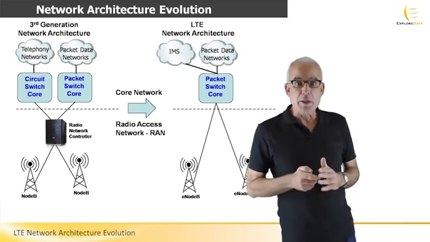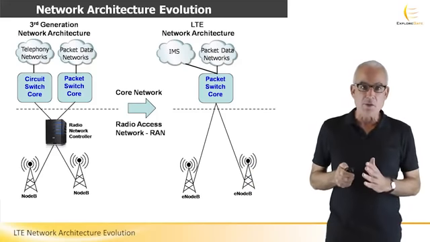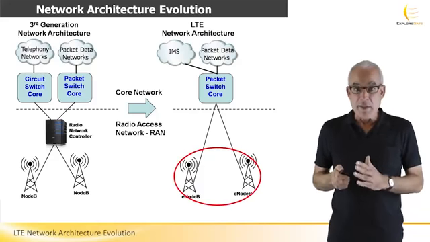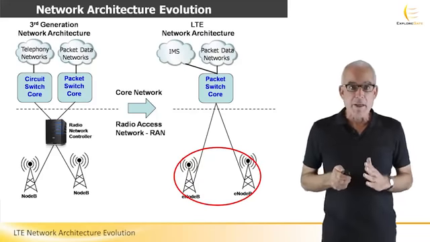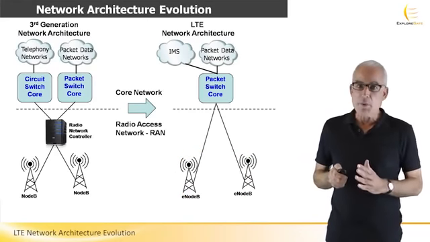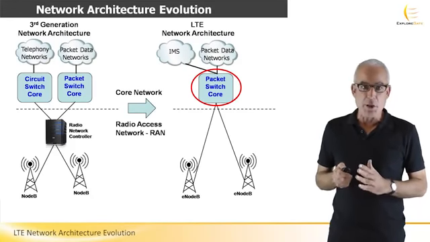LTE network architecture is much more simple. It does not have any radio network controller, and the base stations, called the E-node Bs, where the E stands for evolved, are directly connected to the core network. The LTE core network is a pure IP subsystem and does not include any circuit switch elements.